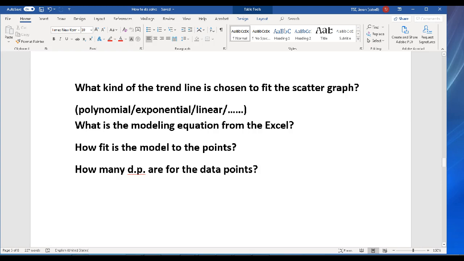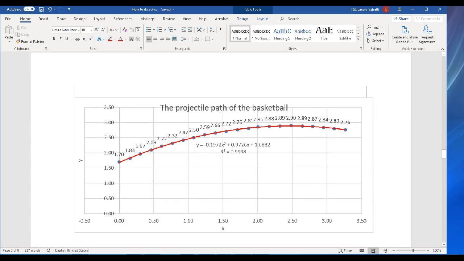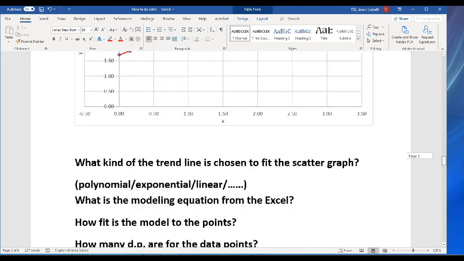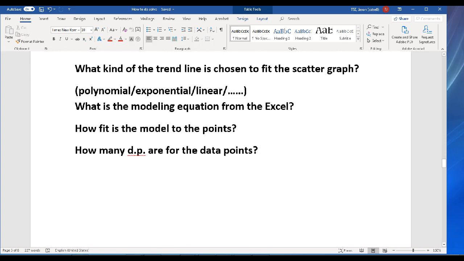Which you have on in your picture, but you still need to state that here. Okay. How fit is the model to the points? So how could you determine how the model you choose fits the points?